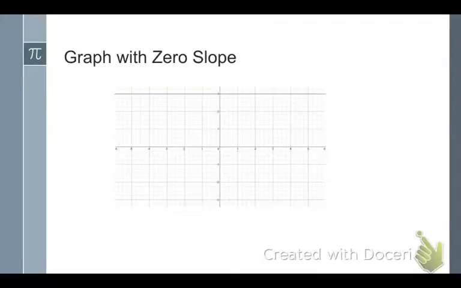This is a graph with 0 slope. This is a horizontal line. Right there, horizontal line. The height does not change. A mountain has a slope because you're going uphill, the height changes. If you have 0 slope, then the height does not change. You have a horizontal, you have a flat surface.